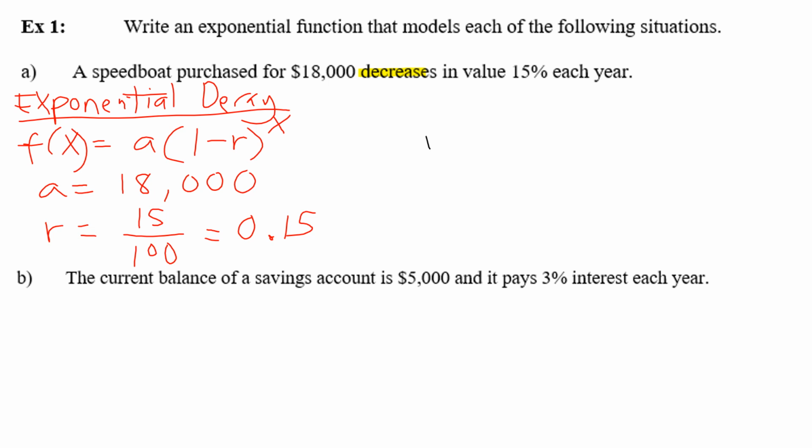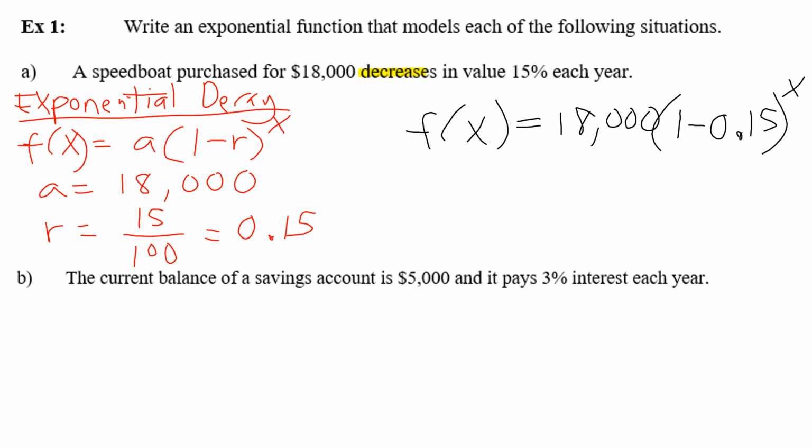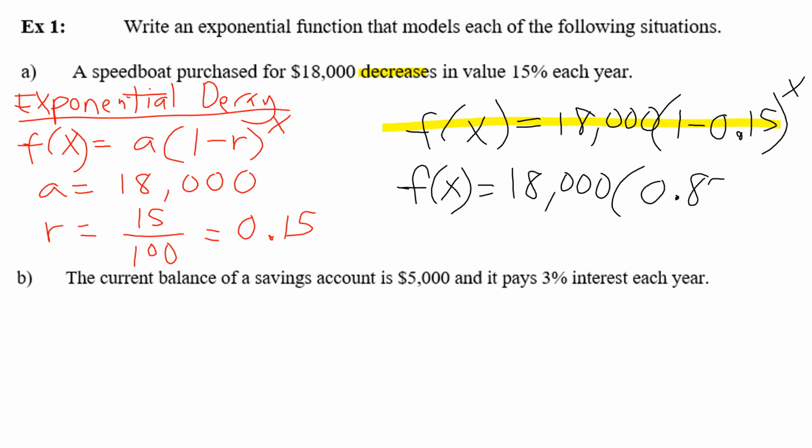So then we go ahead and plug everything in. So we have f of x equals a, which we said was 18,000, parentheses 1 minus r, which we found out to be 0.15, raise it to the x. Okay, that would be an acceptable final answer. Now, if you wanted to simplify it a little bit further, if you think of order of operations, please excuse my dear Aunt Sally, parentheses comes first, so we can simplify whatever comes inside the parentheses. So we'll have f of x equals 18,000, and then if we simplify what's inside the parentheses, 1 minus 0.15 will give us positive 0.85 raised to the x.